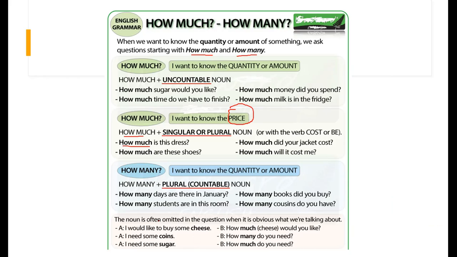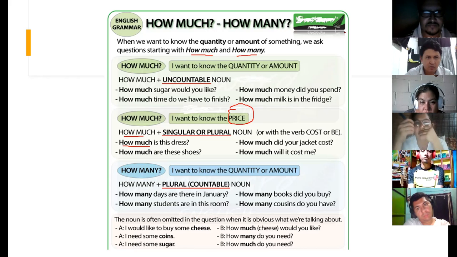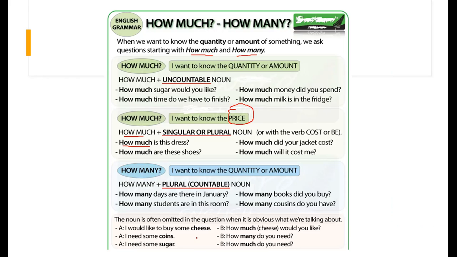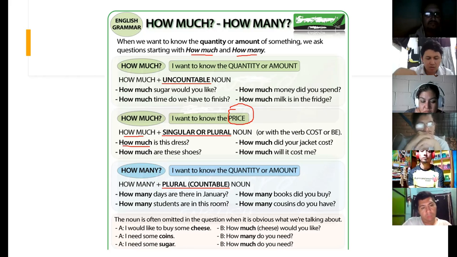Solamente para aclarar un poquito. The noun is often omitted in the question when it's obvious what we're talking about. Omitimos, ¿verdad? El objeto o de lo que nos estamos refiriendo. For example, we say, I would like to buy some cheese. How much would you like? Si hacemos esta pregunta de cuánto quieres, si ya mencionamos la comida, no lo tiene que decir. I need some coins, ¿verdad? Necesito el cambio, como decimos nosotros, vuelto. Monedas, right? I need some coins. How many do you need? ¿Cuánto necesita? I need some sugar. How much do you need? Cuando es obvio de lo que estamos hablando, no tiene que mencionar el objeto. You don't have to mention that either.